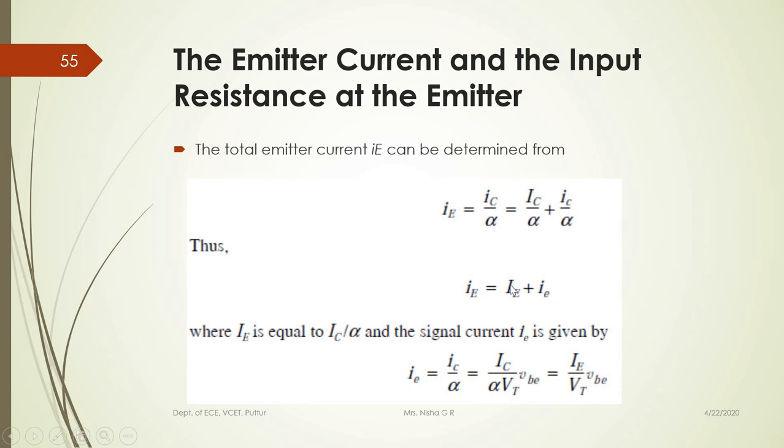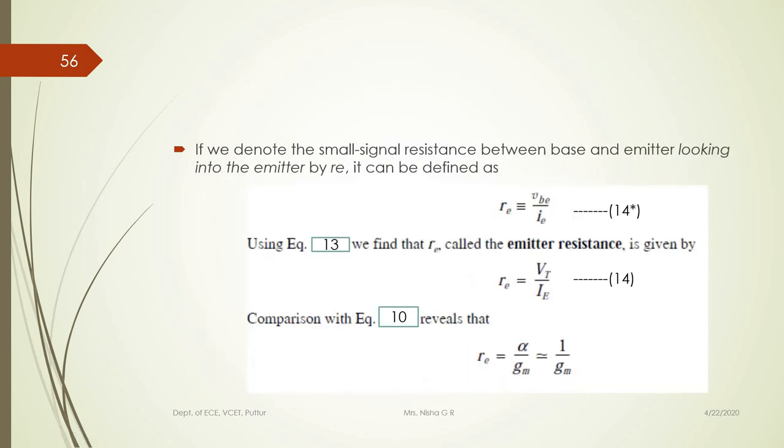Similarly, you can write this. So the instantaneous emitter current is a component of DC current and the AC current, where capital letter IE is equal to IC by alpha, and the AC signal current small letter ie is given by small letter ic by alpha. We know small letter ic is IC by VT into VB, but IC by alpha here is IE. So I can write it as IE into VB by VT. If we denote the small signal resistance between the base and emitter looking into the emitter by RE, it can be defined as RE is equal to VB by IE.